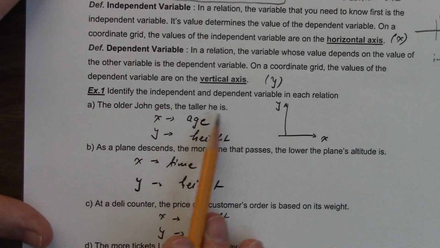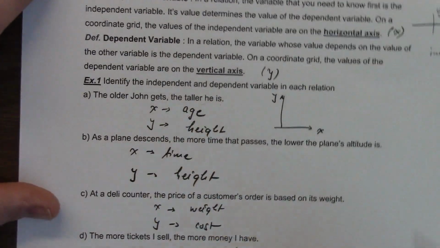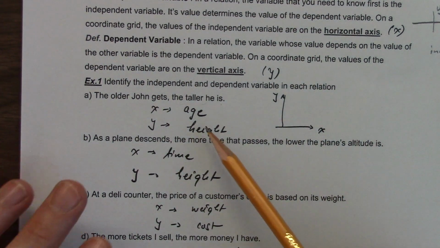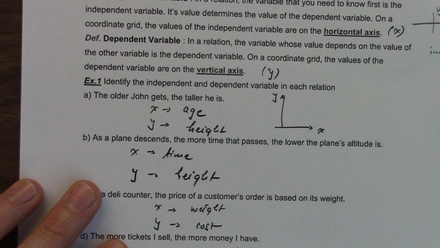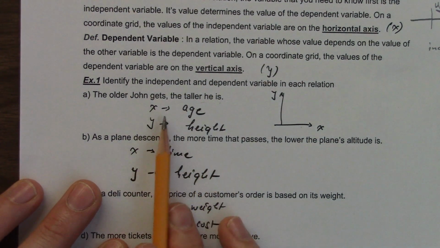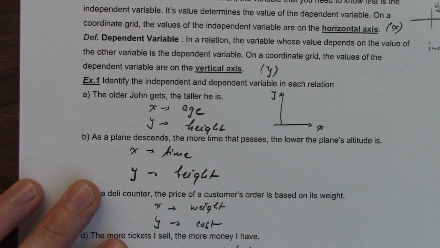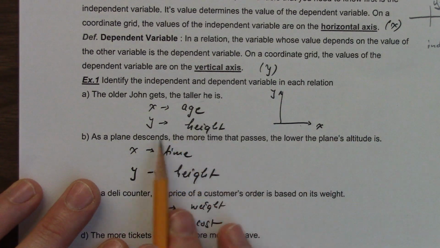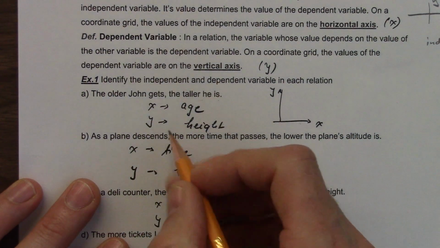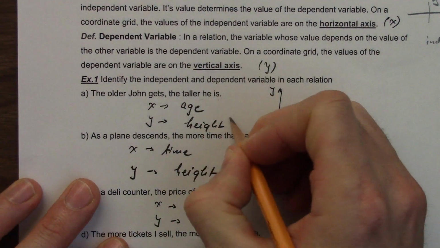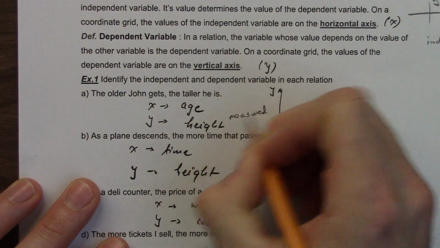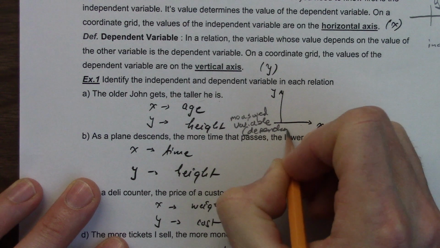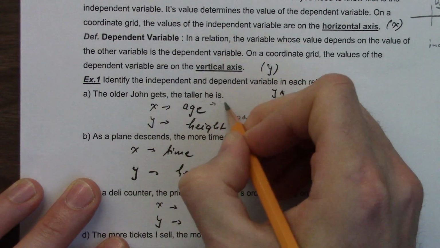It says the older John gets, the taller he is. Okay, so if we are measuring age and height, we're trying to determine which one would go on the x-axis and which one would go on the y-axis. In this case, age is independent. We know age is going to increase with time. So time is almost always the independent variable. And in this case, we're measuring his height. So y is your height. This is your measured variable, and your measured variable is always your dependent variable. And your age is your independent.